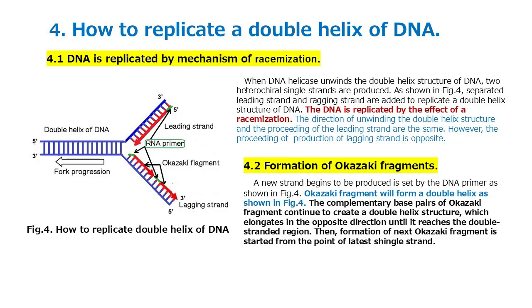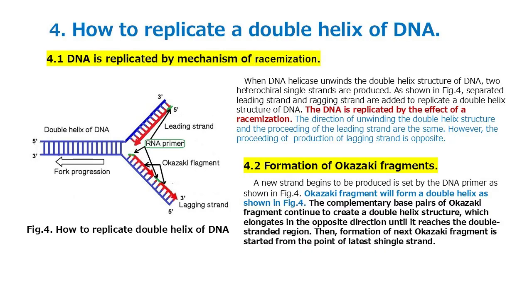DNA is replicated by mechanism of racemization. When DNA helicase unwinds the double helix structure of DNA, two hetero-chiral single strands are produced. As shown in Fig. 4, separated leading strand and lagging strand are added to replicate a double helix structure of DNA. The DNA is replicated by the effect of a racemization.